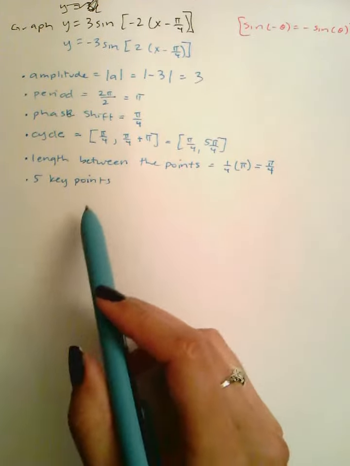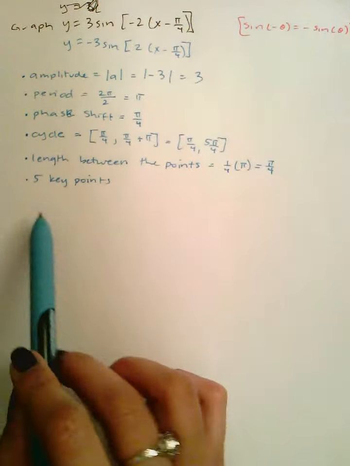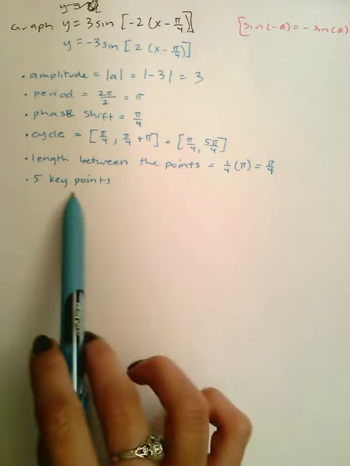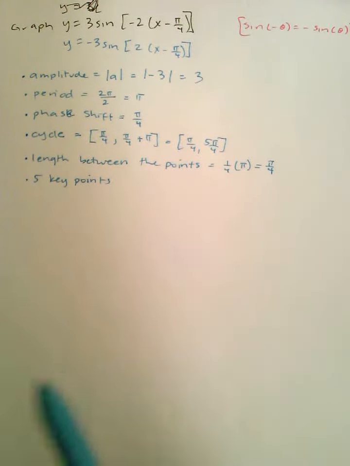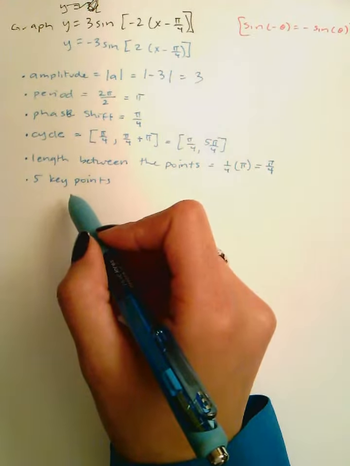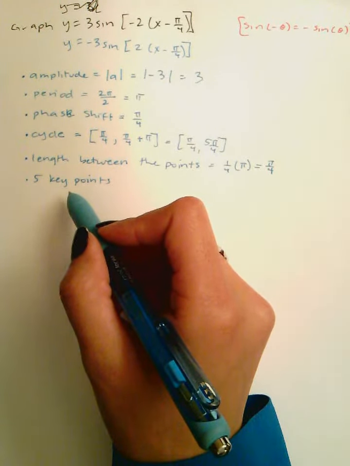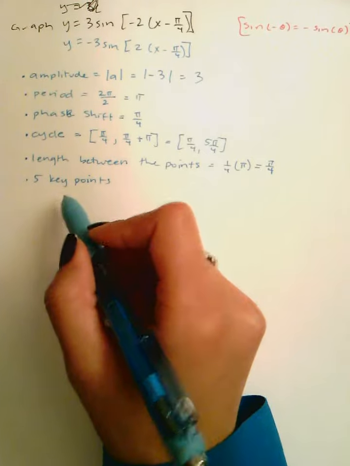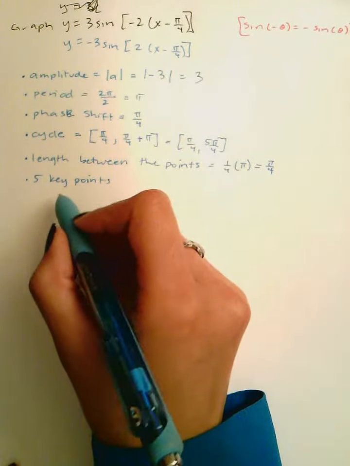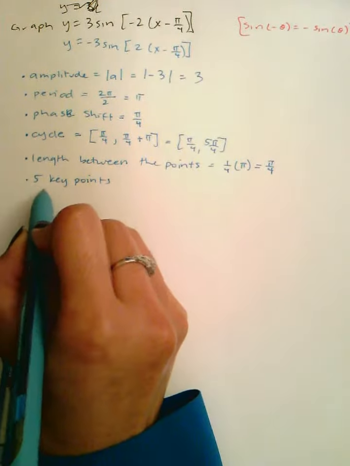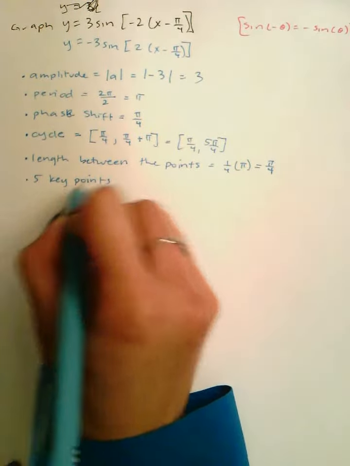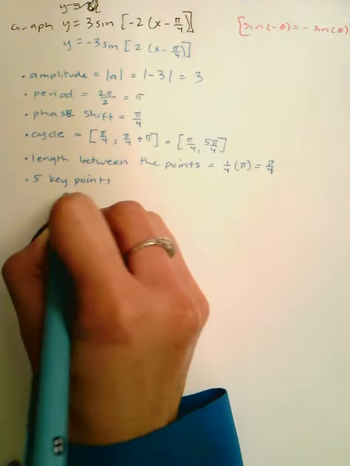My starting point is going to be pi over 4. For the 5 key points, I'm only making a list of the x values. I'm not writing the list of the y values, because that's going to be determined by the amplitude and whether there are any changes. So we're going to find the y values later. The x values for the 5 key points start at the beginning of the cycle, so pi over 4.